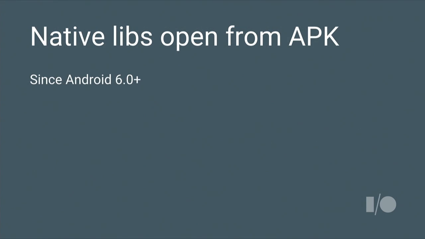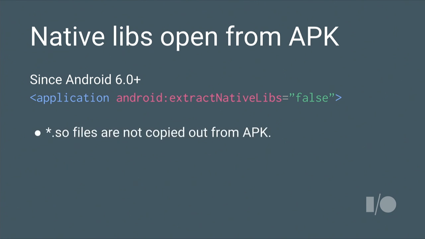So that's that. Let me just say that it really works for only big apps. If your app is not really huge with lots of configurations and so on, then probably you won't get anything from that. And finally, getting to the native libraries that I mentioned so many times already. So since Android 6.0 Marshmallow, we have this attribute that you can add on the application tag in your manifest. Extract native libs false. And basically what it does, it instructs the package installer, the system, to not copy out those SO files, the native libraries, at installation from your APK.